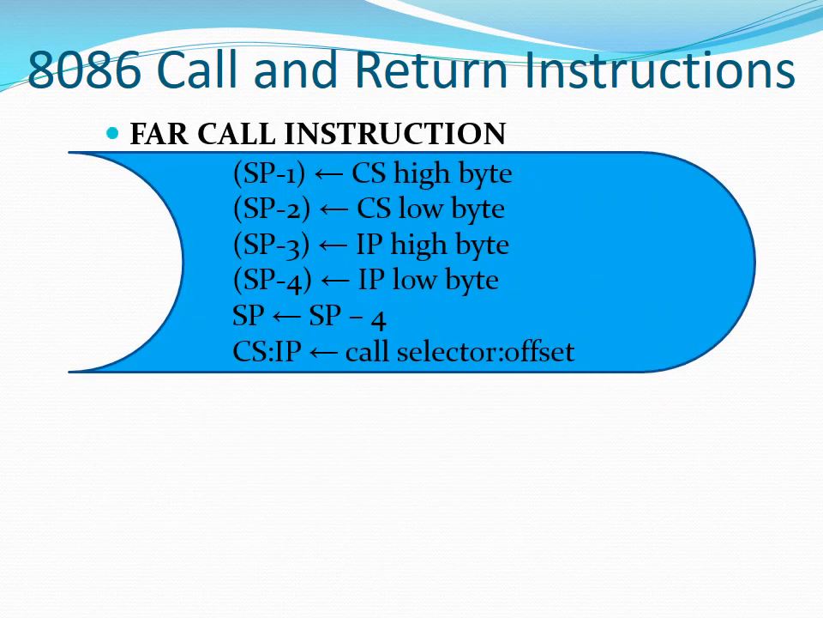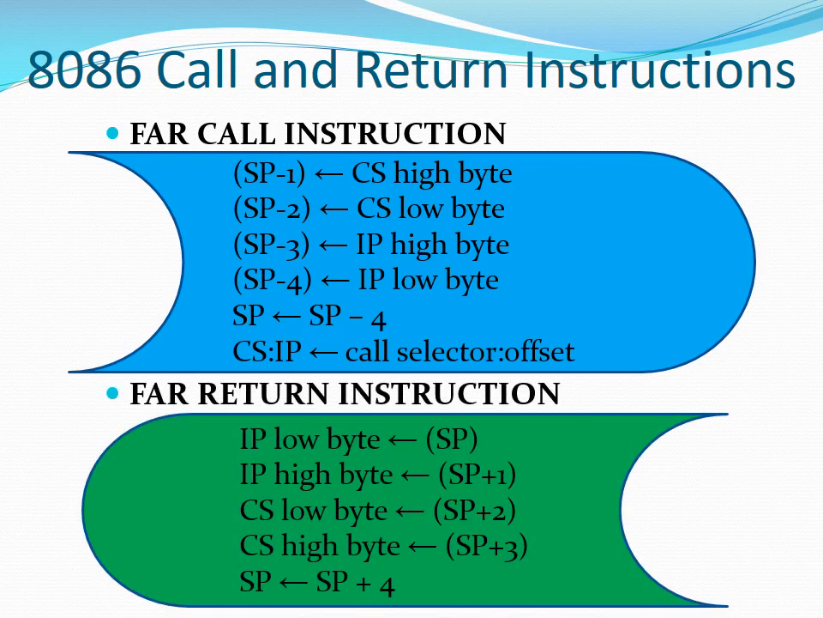For the far call instruction, the word equations show that the code segment register followed by the instruction pointer are pushed to the stack to preserve the return address. To branch to the required subroutine, the segment selector for the target segment is loaded into the code segment register, and the offset of the subroutine in the target segment is loaded into the instruction pointer. The segment selector and the offset are specified as an operand of the call instruction.